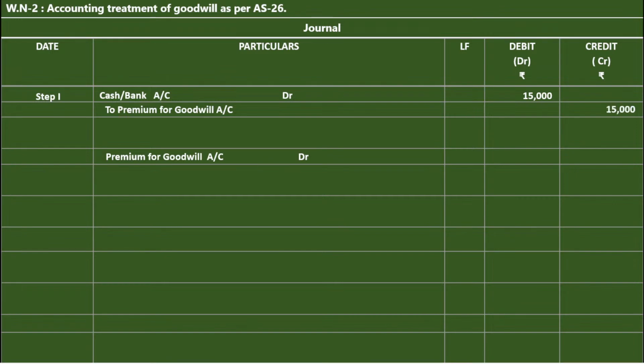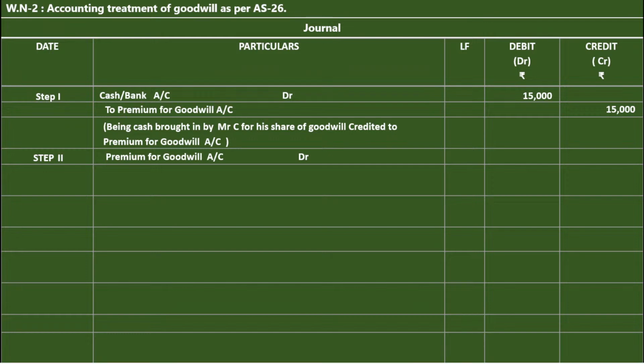From the question, you should take only the goodwill amount. Being cash brought in by Mr. C, the new partner, for his share of goodwill, credited to premium for goodwill account. This is step number 1. If you are solving the question, everybody should understand the concept. When the new partner brings cash for goodwill, the journal entry is cash or bank account debit to premium for goodwill account.